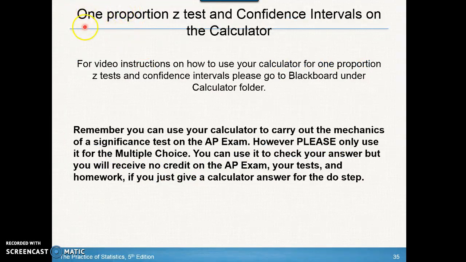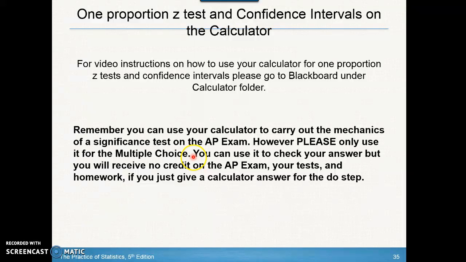Okay, so there are instructions on Blackboard on how to do a 1 proportion z-test and confidence interval on the calculator. Please take a minute and take a look at those video instructions in Blackboard, because remember on the multiple choice section of the AP exam and your multiple choice sections for the course, the mechanics will be the same. A lot of the multiple choice questions, you don't have to show your mechanics or work for any of them. So learn how to use your graphing calculator so that you're much quicker on the multiple choice questions.